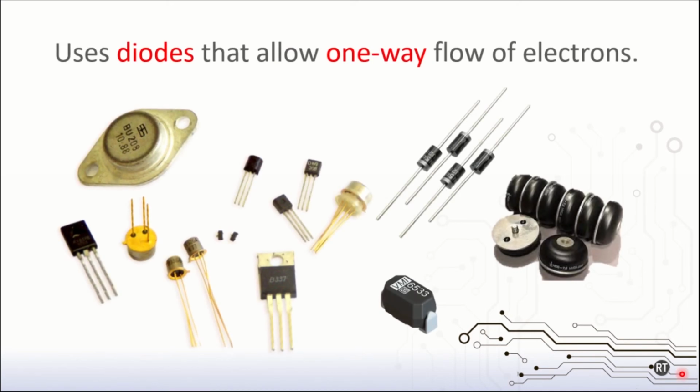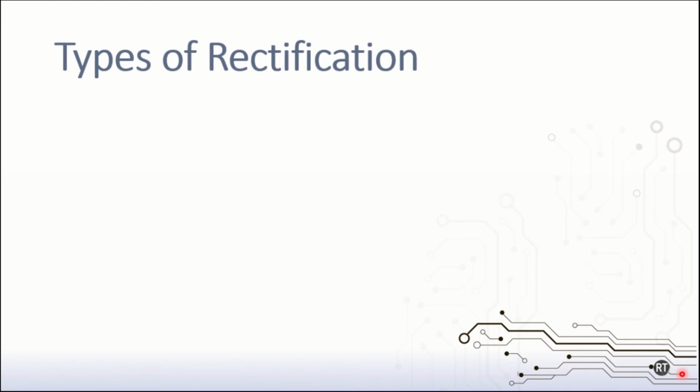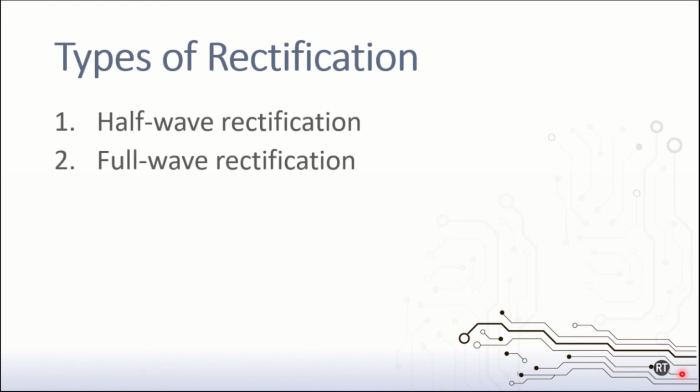The device that is used for rectification is called a diode, which allows electrons to flow in only one direction. Some types of rectification require a series of diodes. The X-ray tube having a cathode and an anode, or negative and positive side, is also a diode because it only allows the flow of electrons from cathode to the anode side. There are two types of rectification, the half-wave rectification and the full-wave rectification.